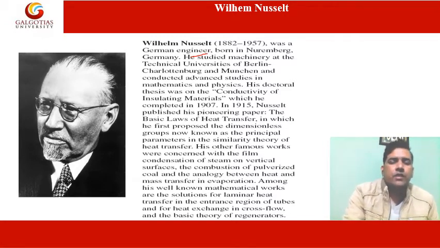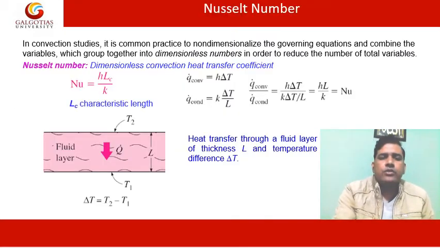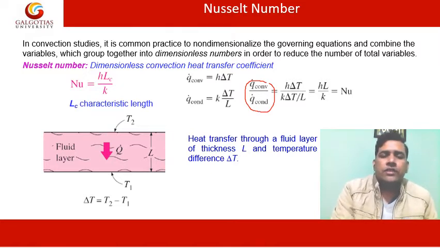This is the man who discovered the Nusselt number. So as you can see, this is the meaning of Nusselt number. Nusselt number actually describes the ratio of convection to the heat transfer by conduction. Okay, this is the Nusselt number.